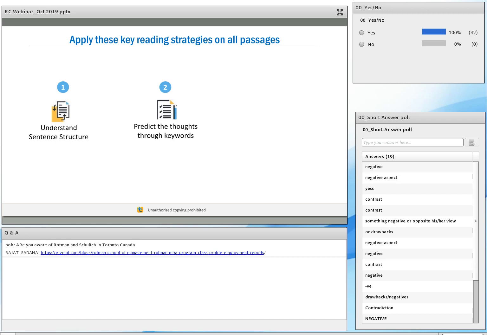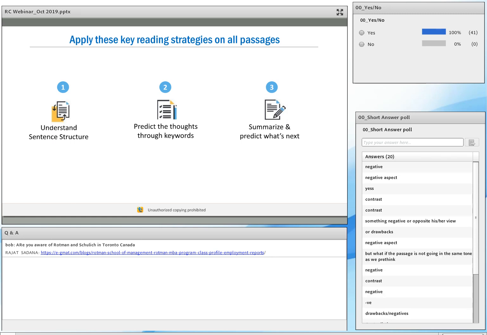Again, you need to pause. To understand the sentence structure, you need to pause. To predict the thoughts through keywords, you need to pause. And I'm talking about a number of pauses here, and all of that comes together with the high-level reading strategy that we have, which I'm going to tell you towards the end. The last reading strategy is that you need to summarize.